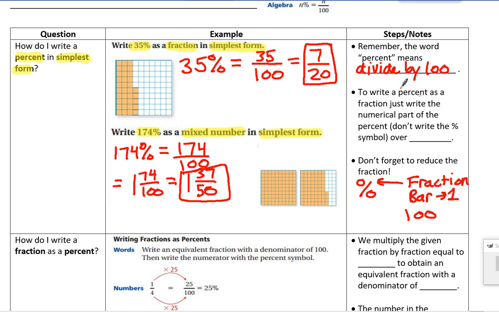To write a percent as a fraction, just write the numerical part of the percent. Don't write the percent symbol over what? Well, we got rid of the percent symbol because that became divided by 100. And then we don't forget to reduce the fraction.